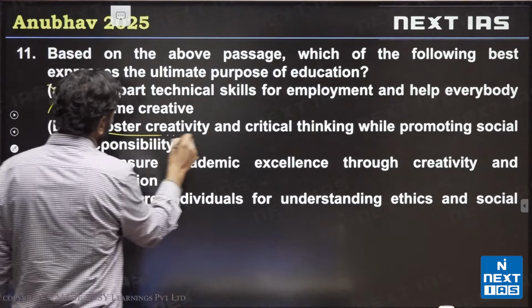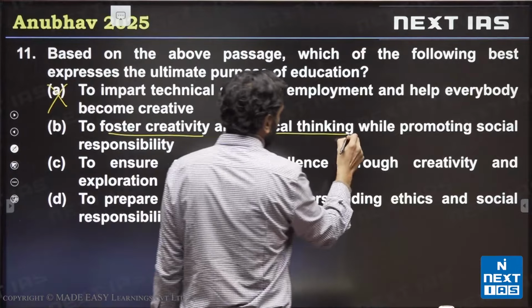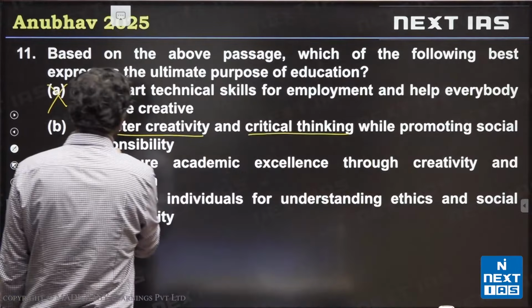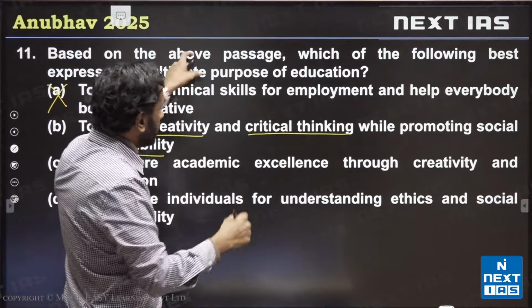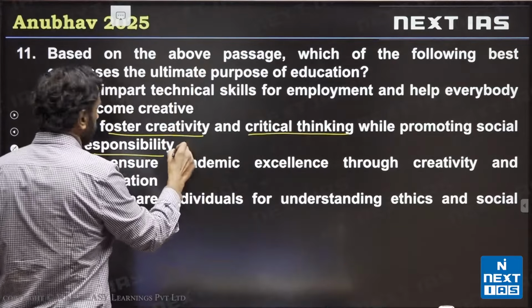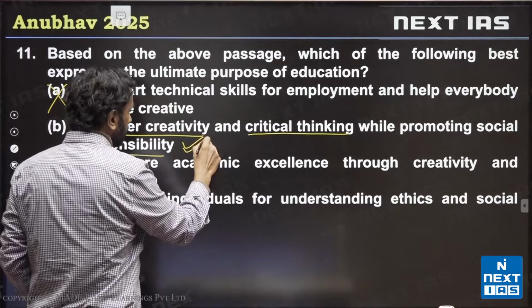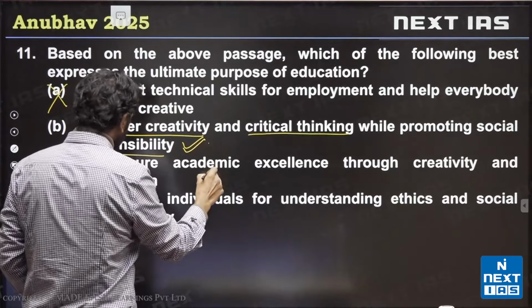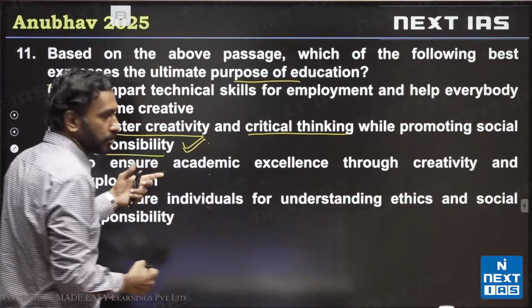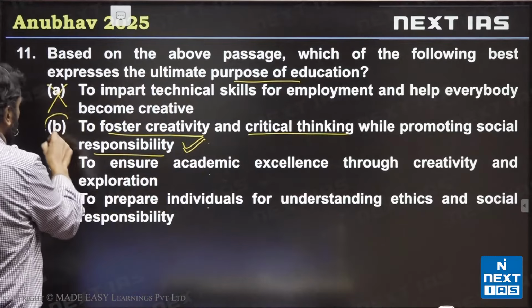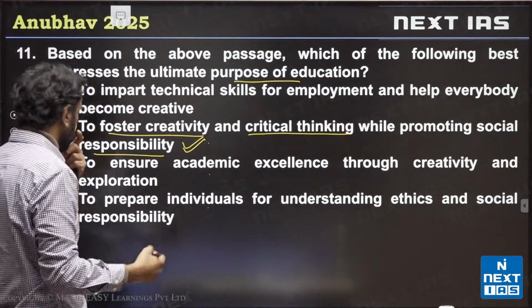We know fostering creativity is discussed, critical thinking is discussed, while promoting social responsibility is discussed. Now what I want you to learn here from this question type is B could very well be the right answer, but there is a chance that C and D actually give a better representation of purpose of education. So we need to check before we accept option B. It sounds like it could be the right answer.